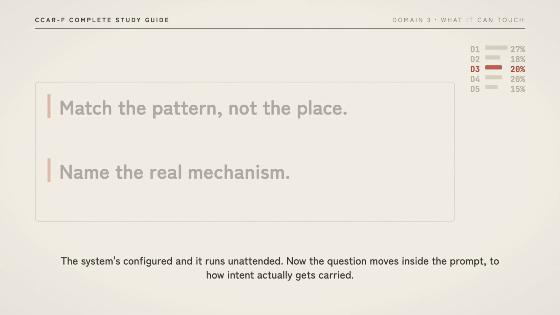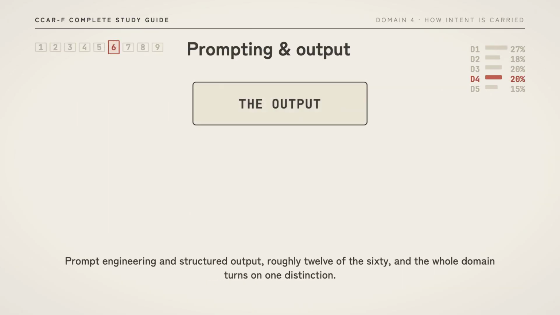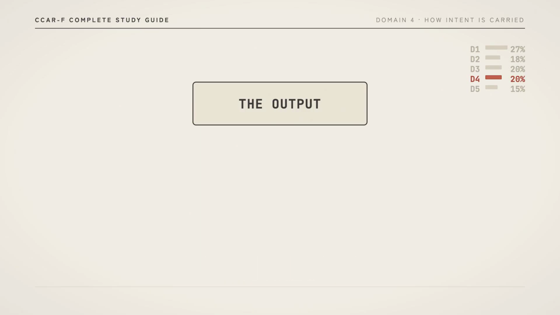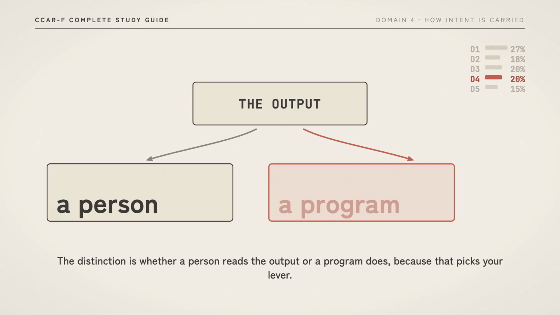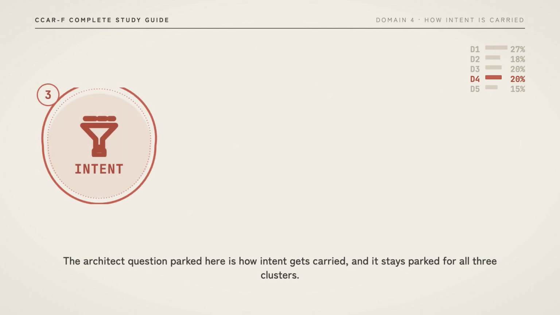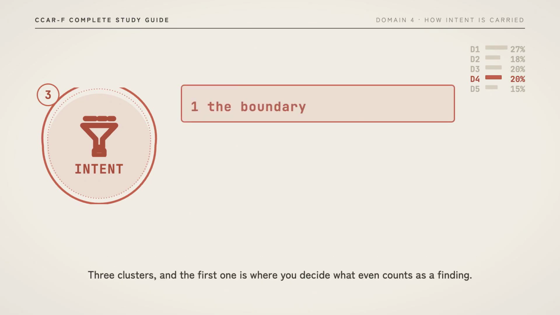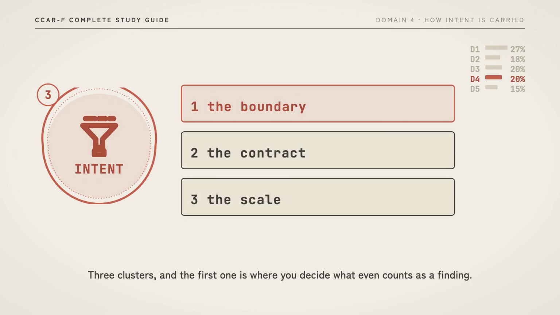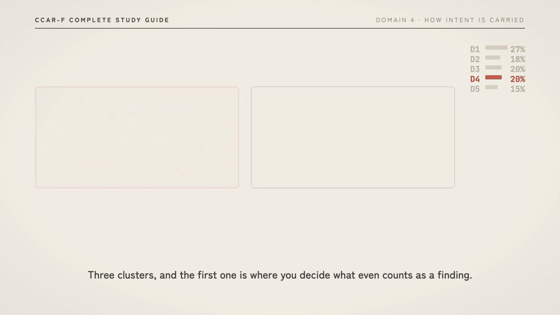Now the question moves inside the prompt to how intent actually gets carried. Prompt engineering and structured output, roughly 12 of the 60, and the whole domain turns on one distinction. The distinction is whether a person reads the output or a program does, because that picks your lever. The architect question parked here is how intent gets carried, and it stays parked for all three clusters. Three clusters, and the first one is where you decide what even counts as a finding.